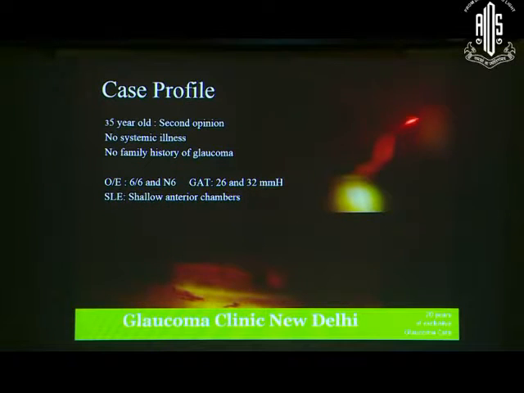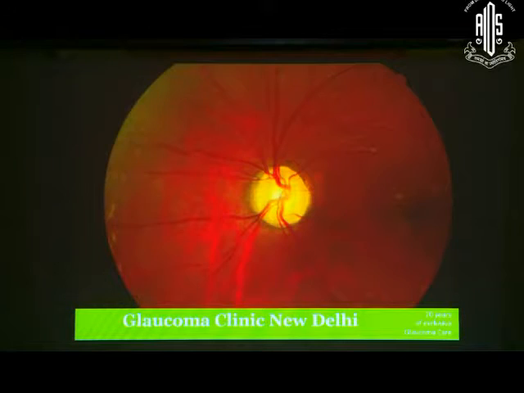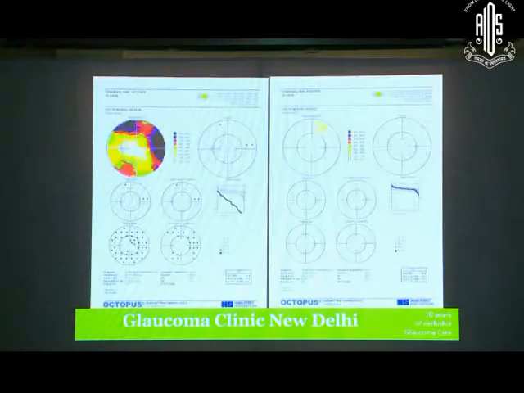Shallow chambers, and you can see the dipping of the beam here, the peripheral convexity. Angle is open, but you have patchy pigment on Schwalbe's line here. So the diagnosis for us was primary angle closure. This is what the optic disc looked like in the right eye. This is what the optic disc looked like in the left eye. Our working diagnosis was primary angle closure.